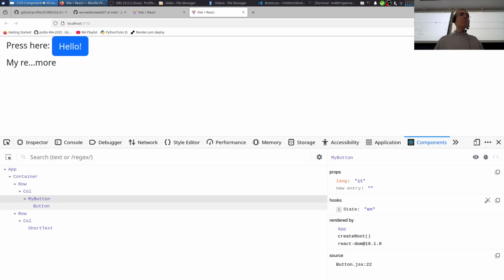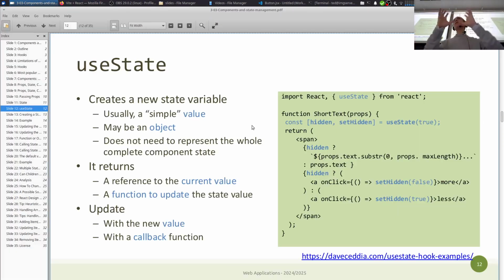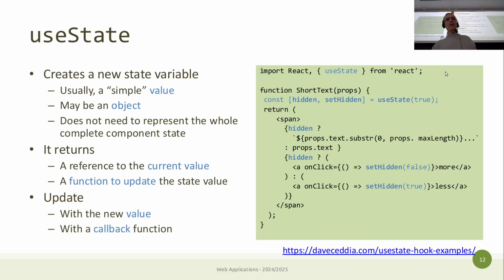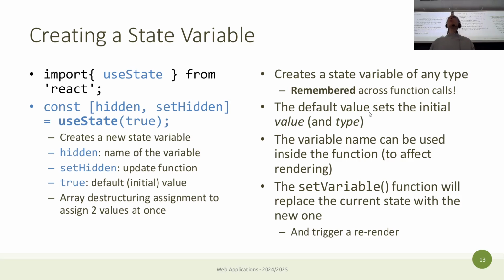So, should be quite simple. I mean, the idea is quite simple. You have a state, you tell React to create a state, you modify the state with the function provided by React, and the rest happens automatically. That's more or less the key concept of the React state. Okay, so now we're going to see more details.